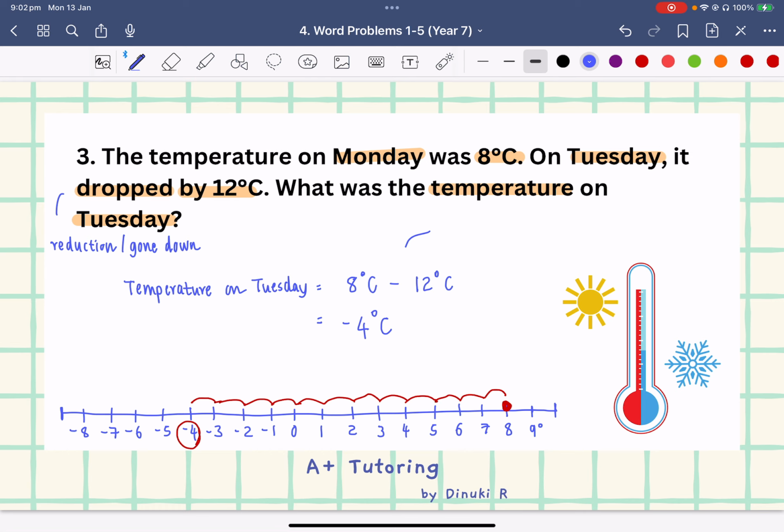Once you get used to working with negative numbers, this will just be a very simple calculation in your head. But until you get used to that, just make sure you draw a number line on the bottom. It's very easy to do. As long as you're not working with massive numbers, you should be able to figure out the answer. Okay, let's move on to the next question.